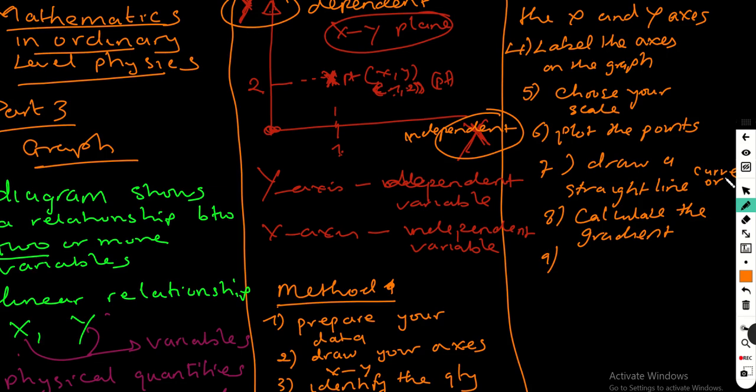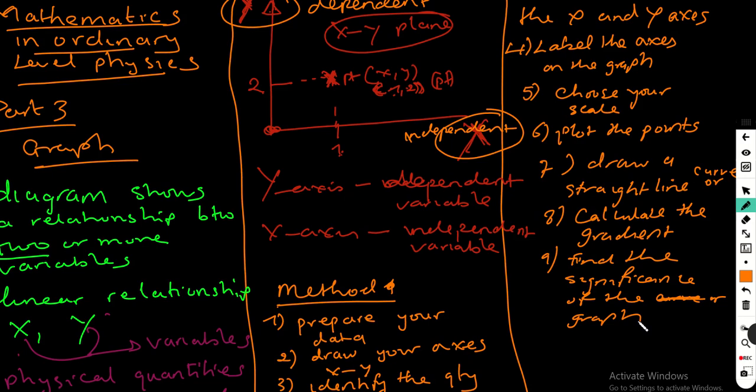After you calculate the gradient, find the significance of the curve or of the graph. You can find the significance of the graph, the straight line or the curve. Also, questions can ask you to calculate the area under the graph. So we'll follow these steps to see how we can do some examples.